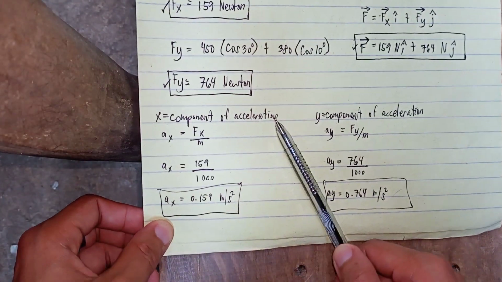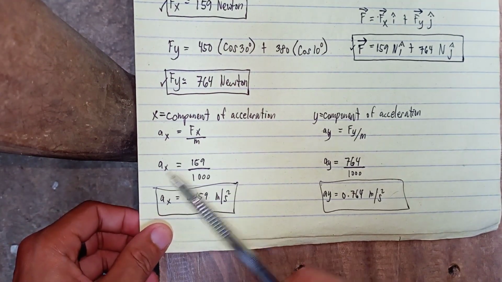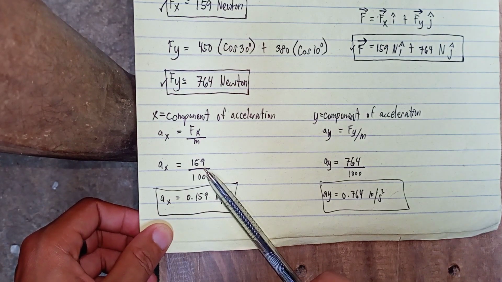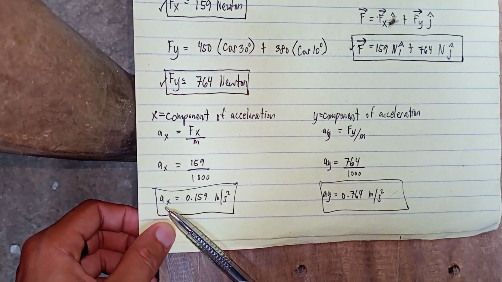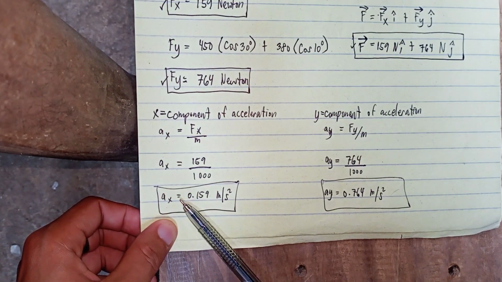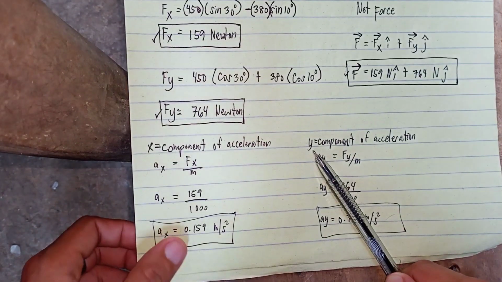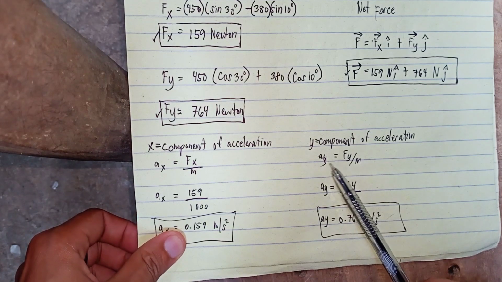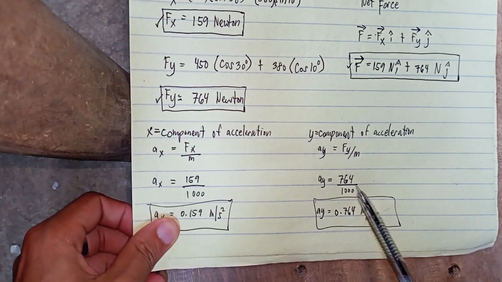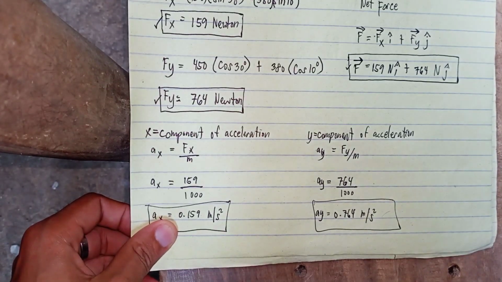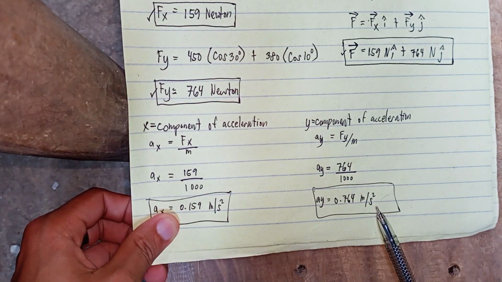X component of acceleration, ax equals Fx over m. ax equals 159, and then m is 1000. So the ax here equals 0.159 meter per second squared. For y component of acceleration, ay equals Fy over m. ay equals 764 over 1000. So ay equals 0.764 meter per second squared.